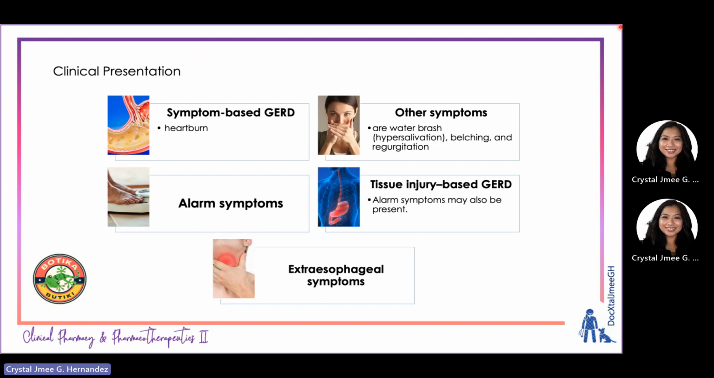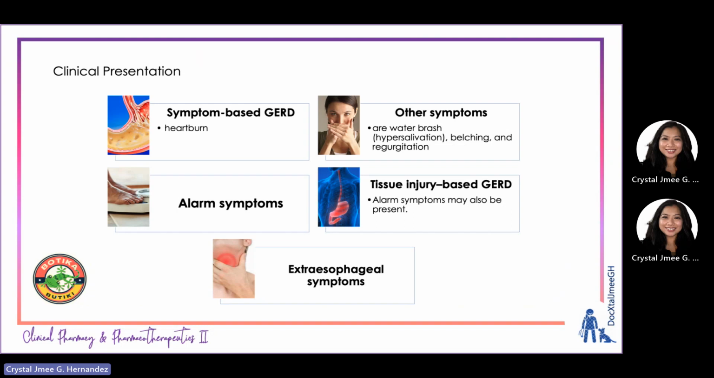Other symptoms may include water brash or hypersalivation, belching, flatulence, and regurgitation, which is the reflux of the acid, especially at night or at dawn, and if the patient is in a recumbent position. Alarm symptoms may indicate complications. So what are these alarm symptoms?